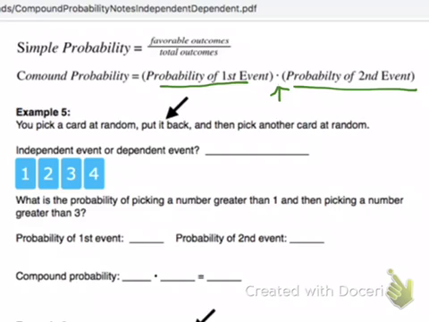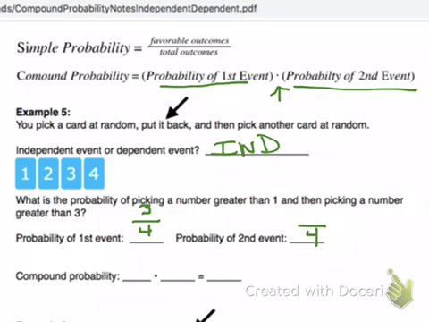Okay, so take a look at example 5. You pick a card at random, put it back, and then pick another card at random. Well, this is independent because we did put it back, so each time there's 4 cards to pick from. So what is the probability of picking a number greater than 1 and then picking a number greater than 3? Okay, so the probability of the first event, how many total outcomes are there? There's 4. And how many are greater than 1? 3 of them. We put the card back, so the second time there's also 4 total possible outcomes.